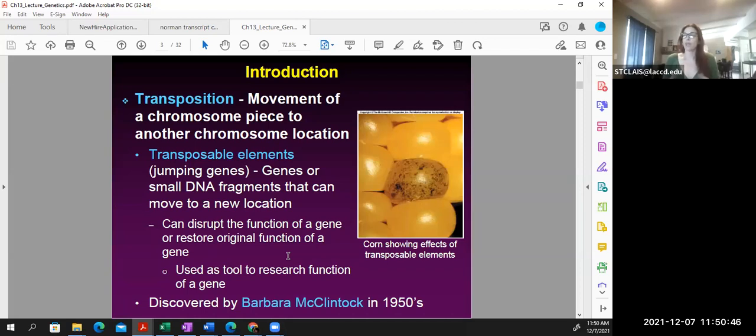Okay, so this actually can be used to look at the function of a gene when the genes are dissociated or turned off. Then we can see what the actual function of the gene is. And these were initially discovered by Barbara McClintock, who was working on maize.